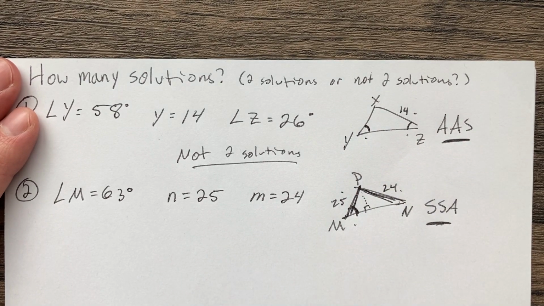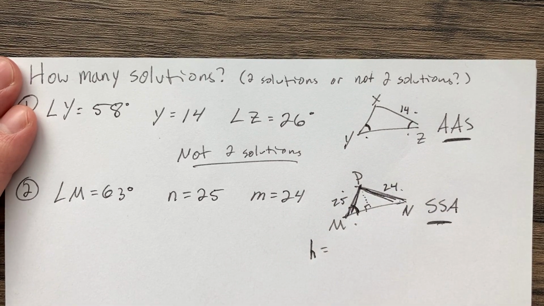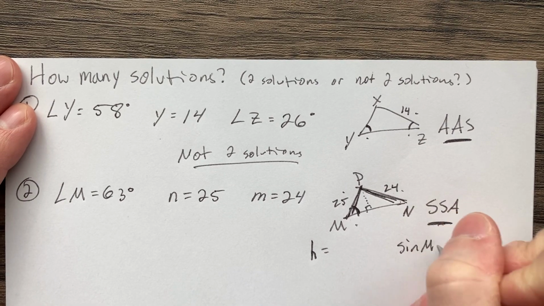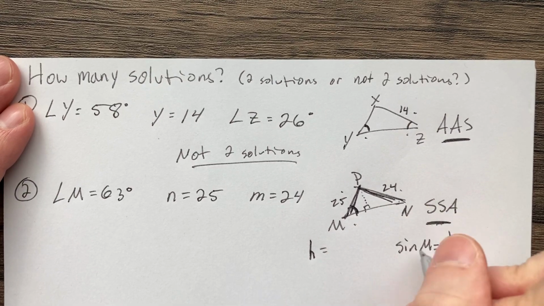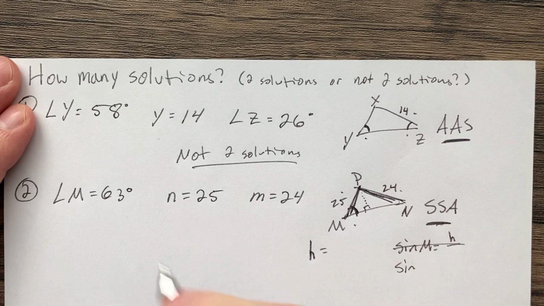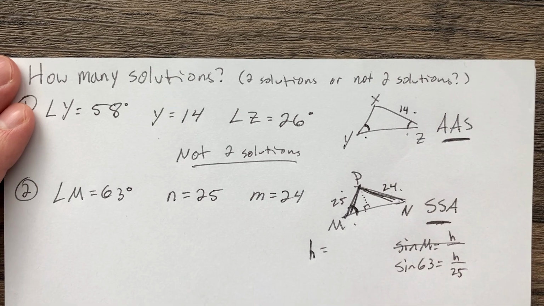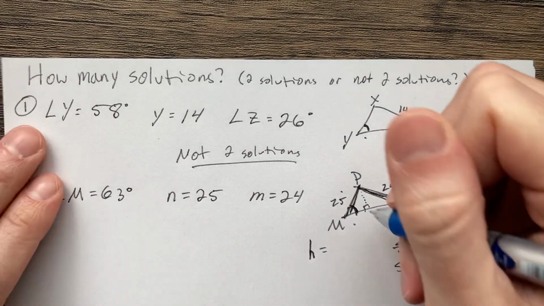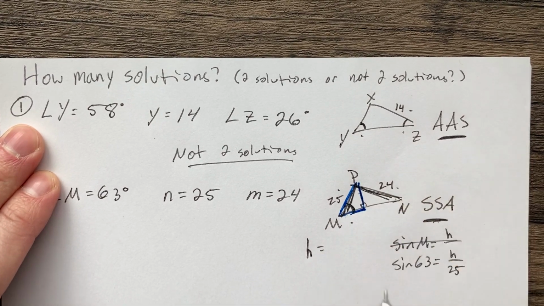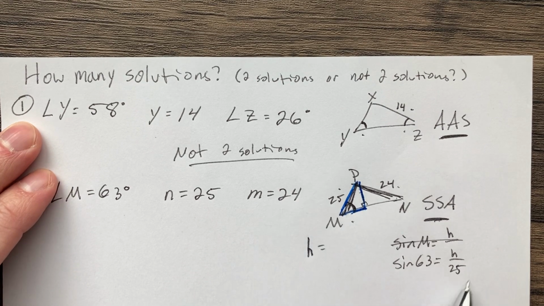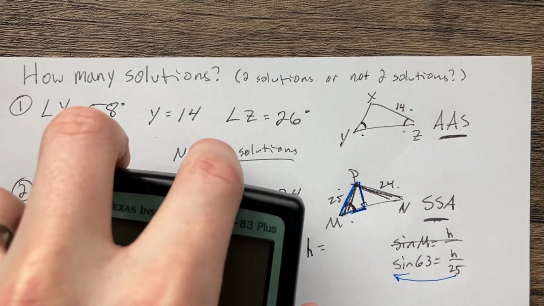That creates a right triangle inside there. So to figure out the height, we can set up a sine equation. It'd be sine of angle M is equal to the height over the hypotenuse. So let me actually do this. We'll plug in the angle M, 63 degrees, is equal to the height over 25. I'm using this right triangle inside there. So sine of M, opposite over hypotenuse. That's going to give us H. So 25 swings up in front: 25 times sine of 63.